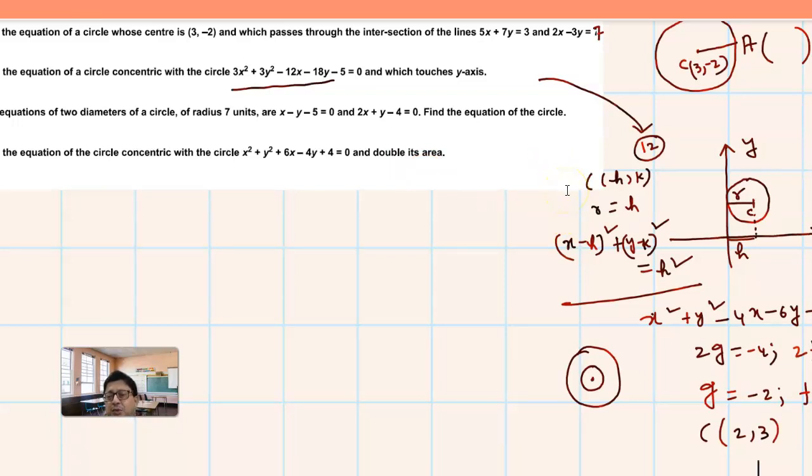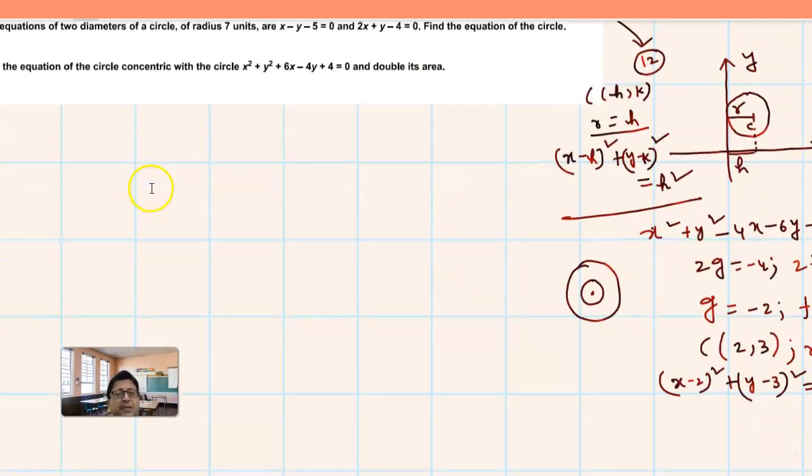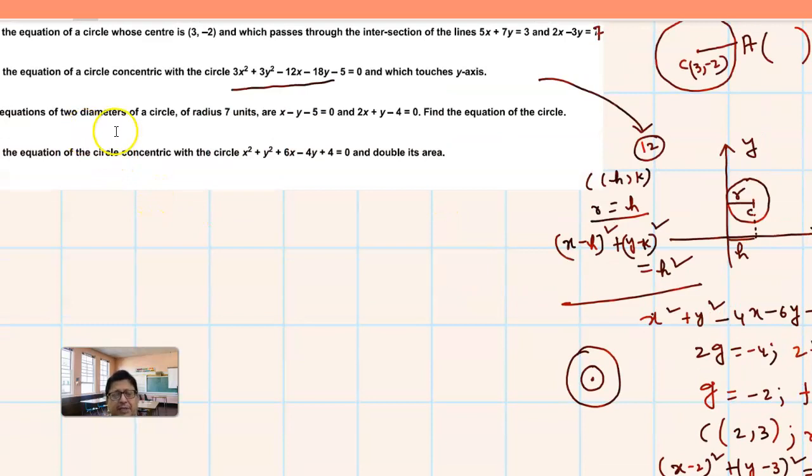Now if the center is 2 comma 3, then the radius of the circle, as I told you, is the x coordinate. So as it touches the y-axis, radius equal to 2. So the equation will be x minus 2 whole square plus y minus 3 whole square equal to 2 square. This is the required equation of the circle. Let us see sum number 13. Equations of two diameters of a circle of radius 7 units are given, this and this. Find the equation of the circle.